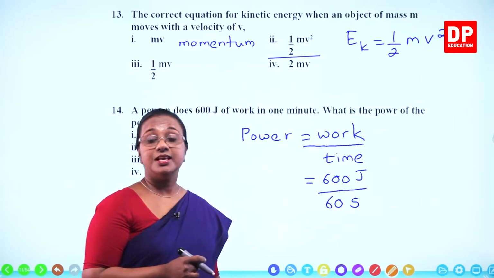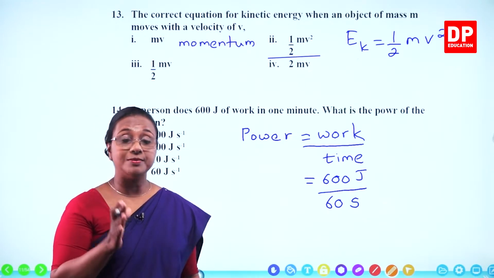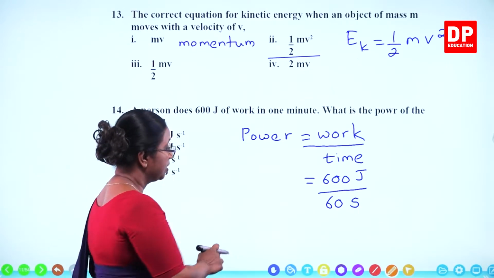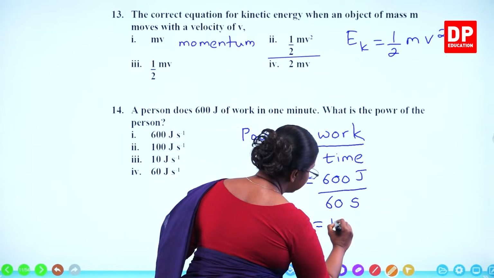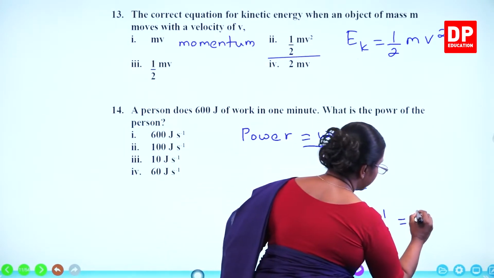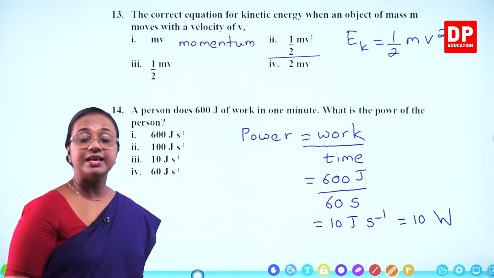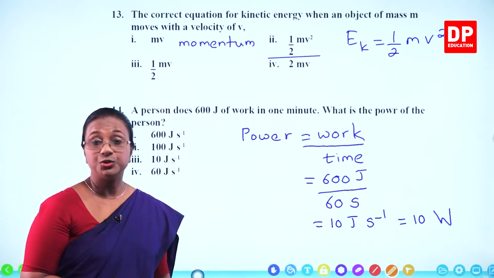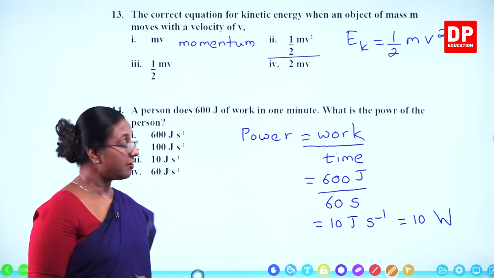You can write it as 1 into 60, or you can leave out the 1 because you all know 1 minute is 60 seconds. So directly you can calculate 600 divided by 60, 10 joules per second. That is equal to 10 watts. Joule per second is going to be equal to watts. That is the standard unit. Watts is the standard unit of power.